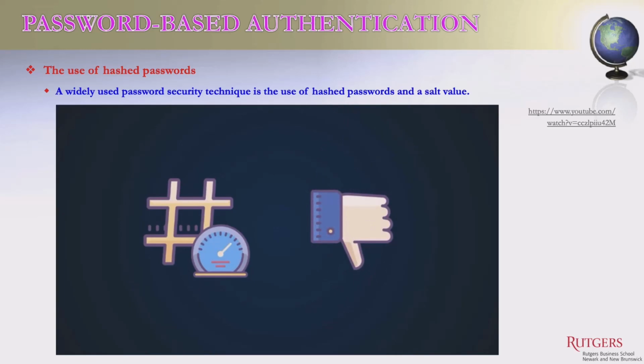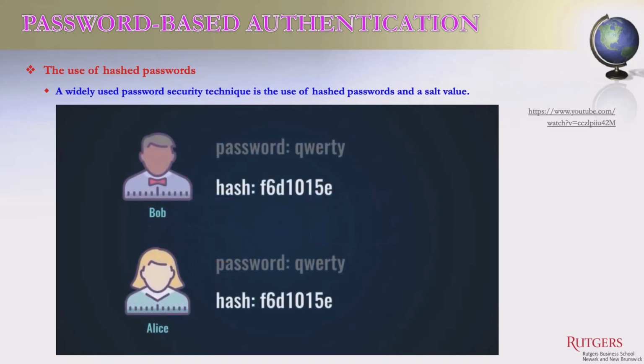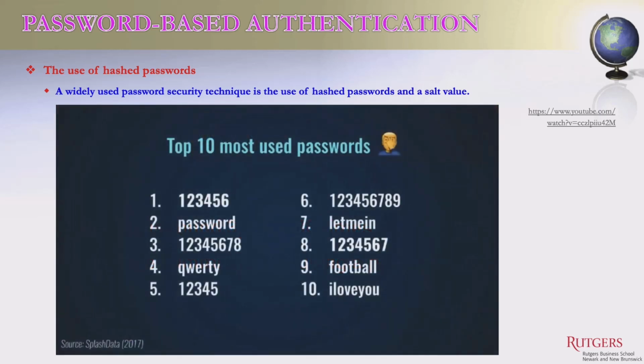And then there is a second problem, and that happens when users share the same password. If both Alice and Bob have the password QWERTY, the hashes of their passwords will be identical. So when a hacker cracks the hash of this password, he also knows the other. Now you might think that's not a big deal because it's very unlikely that different people will use the same password. Well, think again. The password QWERTY has been found more than 3 million times in data breaches. To make matters even worse, here's the top 10 most used passwords in 2017. Not the strongest of passwords.